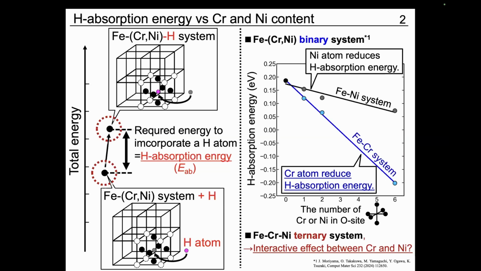This result indicates that in iron chromium and iron nickel binary systems. Then in the iron chromium nickel ternary systems, there is a possibility that each effect interacts with each other.